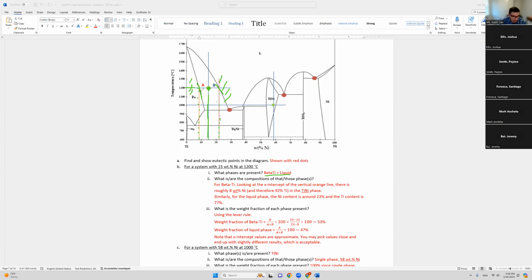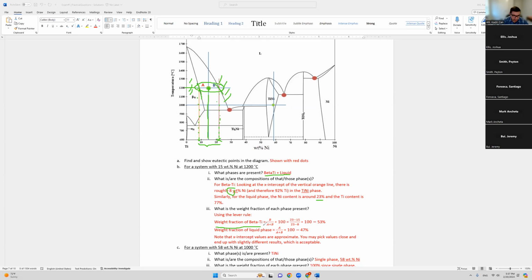The orange vertical line gives the composition of the beta titanium, which is roughly 88%, right here. And for the liquid phase, the nickel content is around 23% here. Okay. And what is the weight fraction? Like we have done in the previous question, you apply the lever rule. You find the values of these x-intercepts and you calculate A and B as values. Then you use the lever rule.